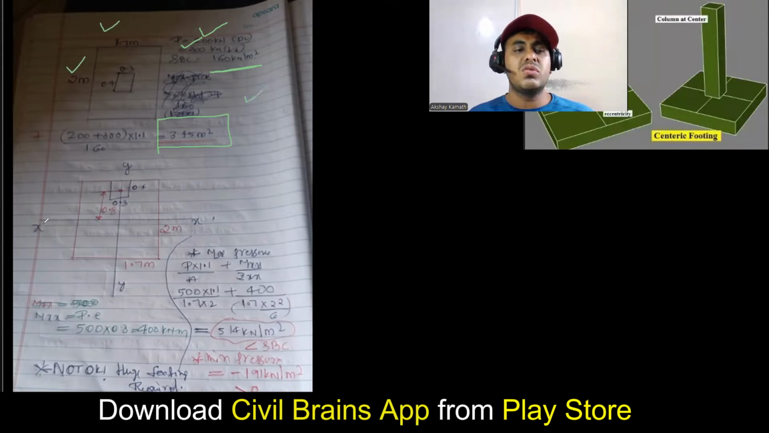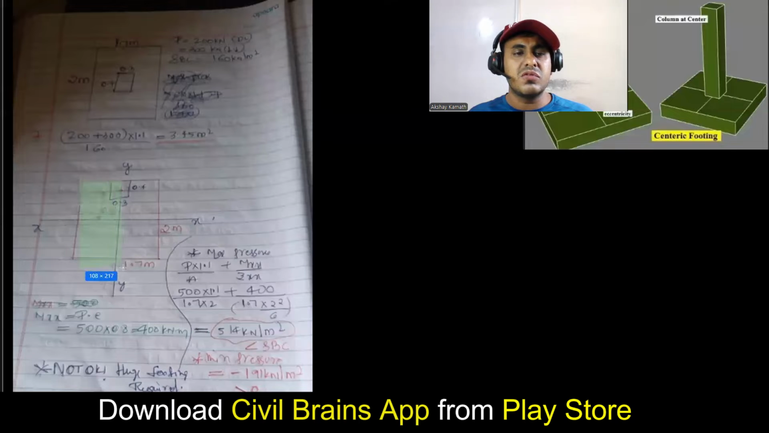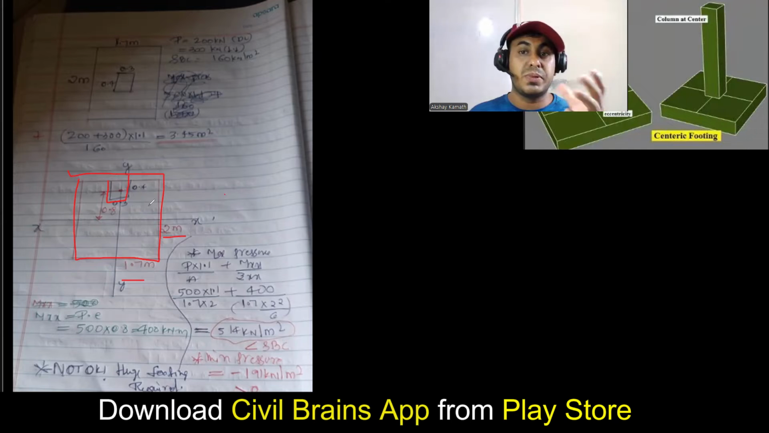Now, next thing we'll try to understand. Suppose I keep the size of the footing same. And now if I make it an eccentric footing, let me see what will happen. The footing size is the same. I'm taking the same footing size which I've got here, that is 2 meter by 1.7 meter. Instead of placing my column at the center, making it concentric, I'll make it eccentric and I'll keep my column here. Now let me do the calculation, to check whether this particular footing size is able to take this particular load or not.